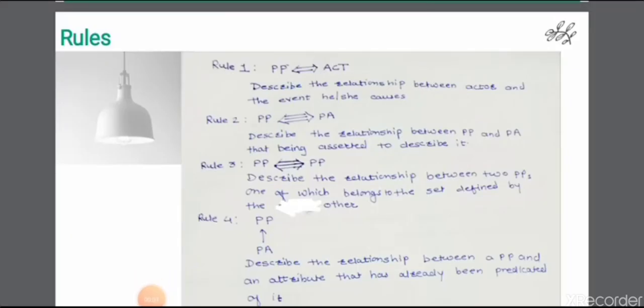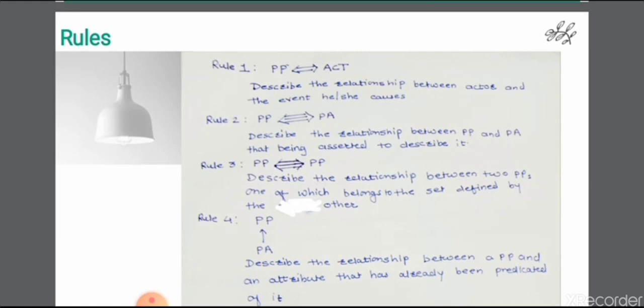After understanding the primitives for designing the conceptual dependencies, to design the conceptual dependency we have to follow a set of rules. There are 13 rules which are written while designing a conceptual dependency structure. The first one here is PP double arrow ACT. It describes the relationship between an actor and the event that the action taker causes.